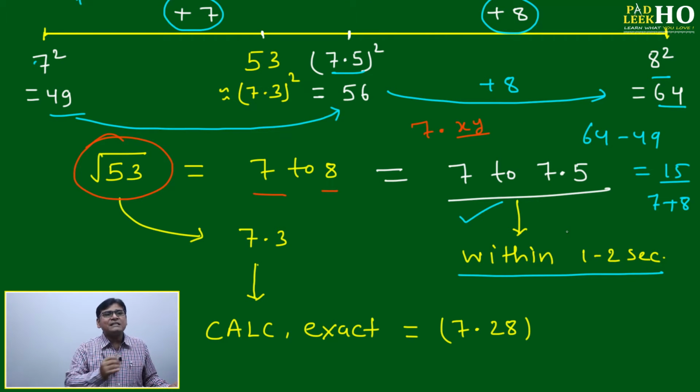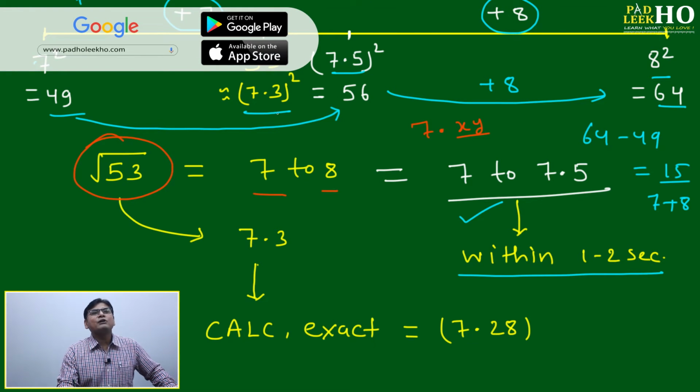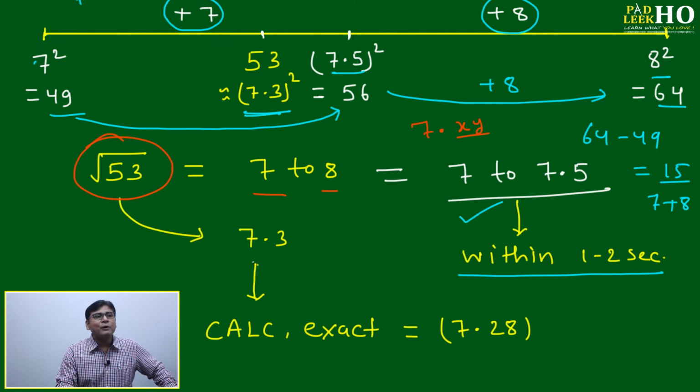Now here, just by this simple representation, you can say it will be between 7 to 7.5. Maybe 7.3, maybe 7.32, maybe 7.39. That much only deviation, and that too just by observation. 53 is here, 56 is here. It will be just less than 7.5, so you can take 7.3. You can write the square root of 53 will be equal to 7.3.